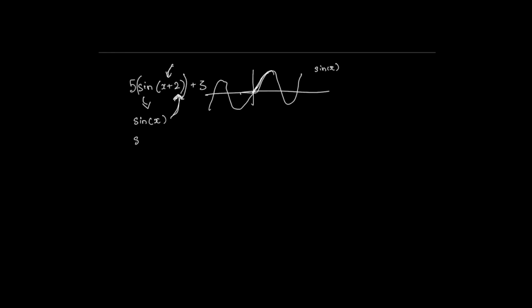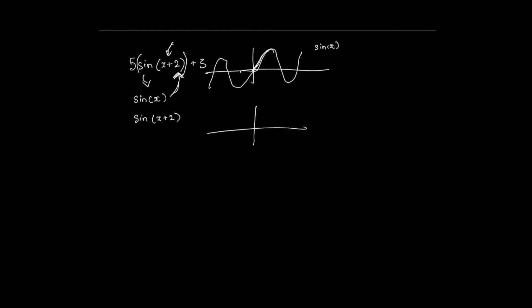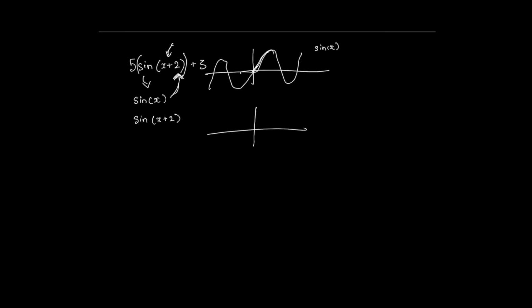So the first step I would do is take sine (x plus 2). That means I horizontally translate it by -2 units, which shifts it 2 units to the left. Now that we have manipulated the x terms directly, we can go about manipulating the outside, manipulating the whole f of x.